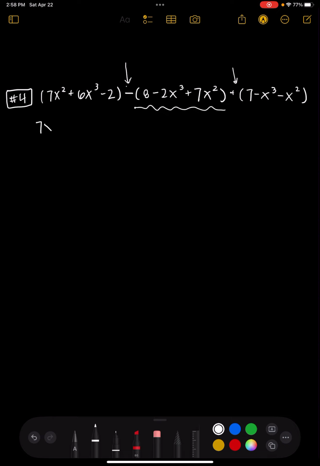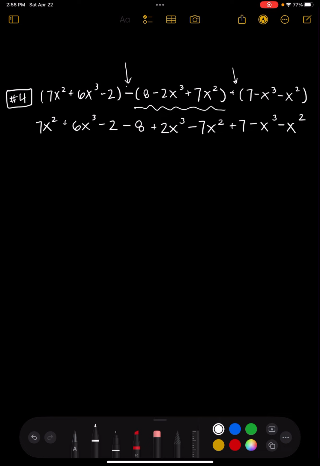We've got 7x squared plus 6x cubed minus 2. And then this is where it's going to start to switch. So minus 8 plus 2x cubed minus 7x squared. And then we go back to the original because of the plus sign that's right in front of the third set of parentheses, nothing changes. So you keep everything the same. So it'll be plus 7 minus x cubed minus x squared.